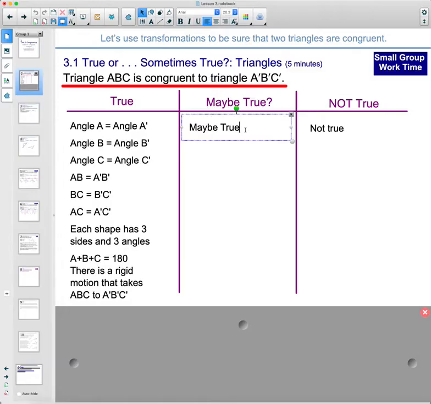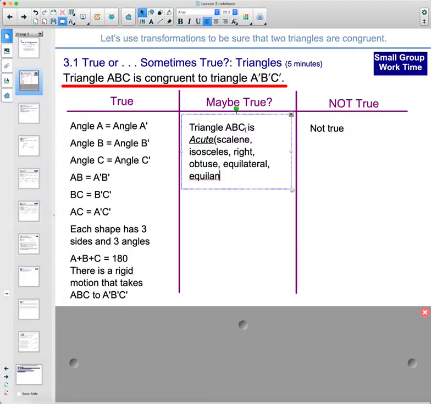So how about some things that are maybe true? What might be true here? Anything very specific about the triangles, like what type of triangle it is. So triangle ABC is, maybe you're saying, acute. Now this could be any of the other types as well: scalene, isosceles, right, obtuse, equilateral, equiangular. If you said any of these about the triangle, that would be incorrect. I mean, it's not necessarily false, but it's not true. We don't know for sure.